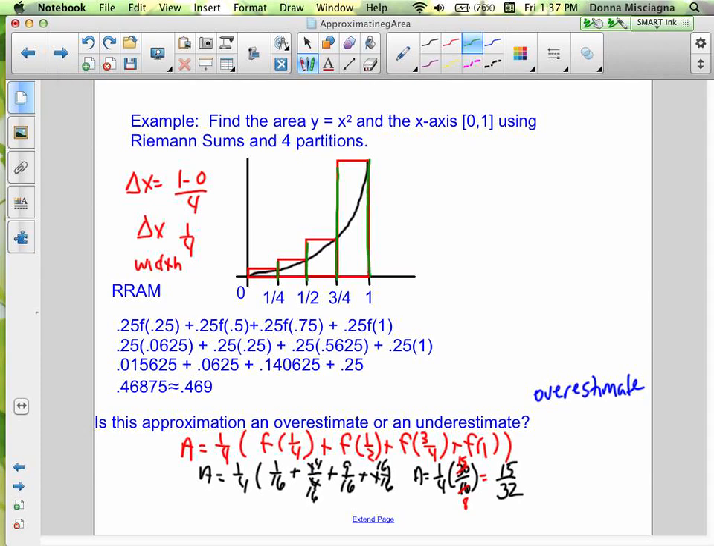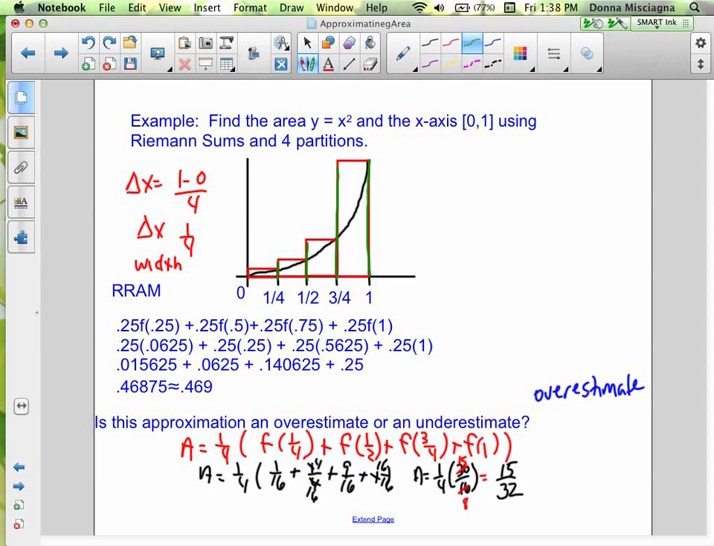Let's look at the sum, and then we'll talk about overestimate, underestimate. You're not going to plug in 0, but you're going to plug in the 1/4, the 1/2, and the 3/4, just like on the left Riemann sum. But now you're going to plug in f of 1 instead, and multiply that by the change in x. So we have 1/4 times 1/4 squared, which is 1/16. 1/2 squared was 4/16. 3/4 squared is 9/16. Of course, 1 squared was 1, but we made that 16/16 so we can add it together, which gave us 30/16. Then we multiply by the change in x, and that gives us 15/32.